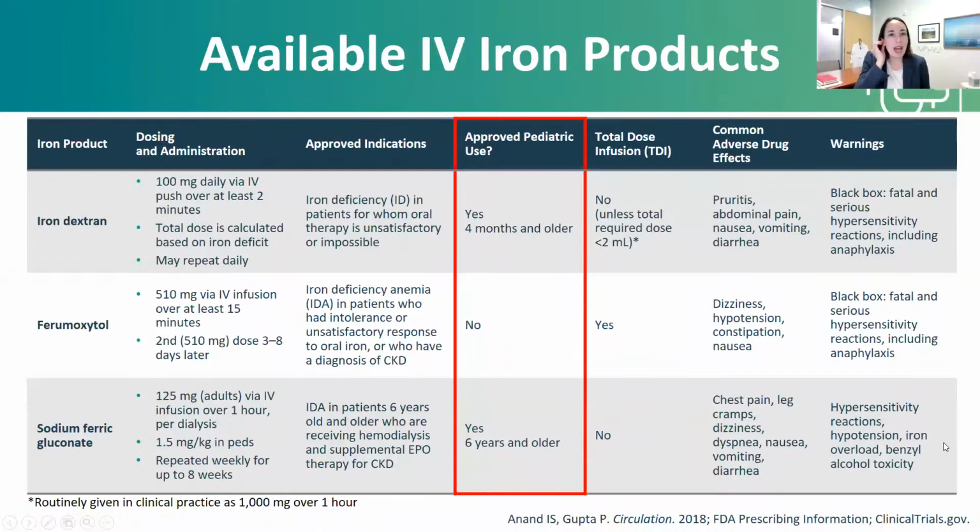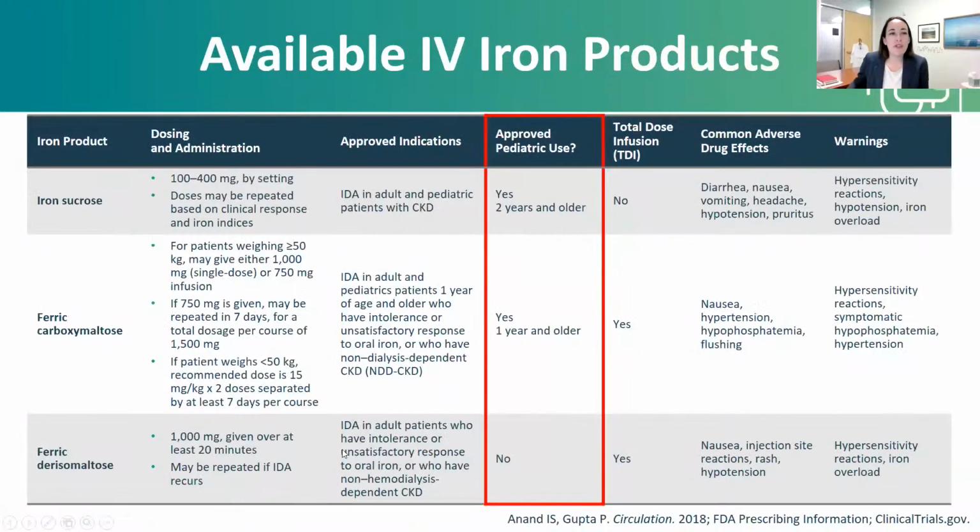So understanding that, let's dive into the IV iron products themselves. There are six IV iron products that are now approved for adults in the United States. We'll have two slides on these. These are the first three we'll talk about: iron dextran, ferumoxytol, and sodium ferric gluconate. Dextran and ferric gluconate we'll talk about in a little more detail. These are approved in children.